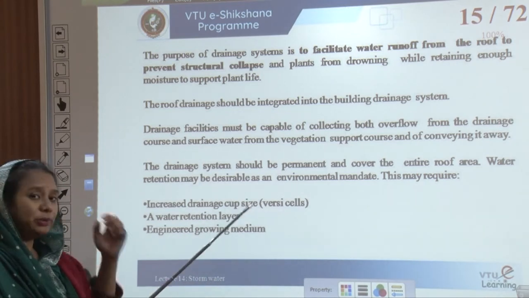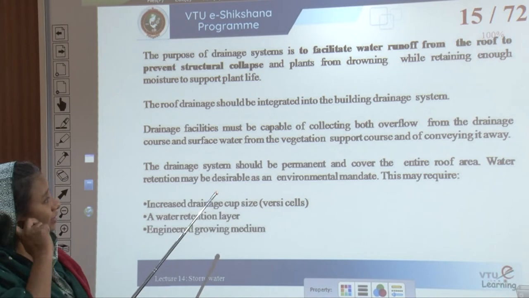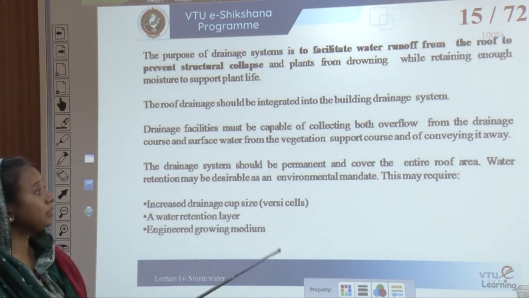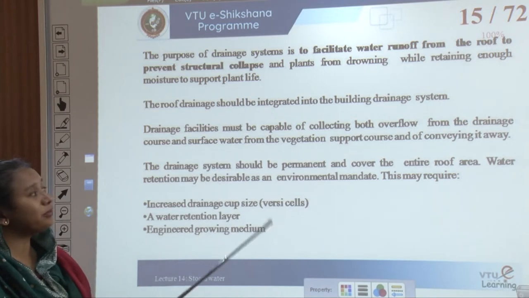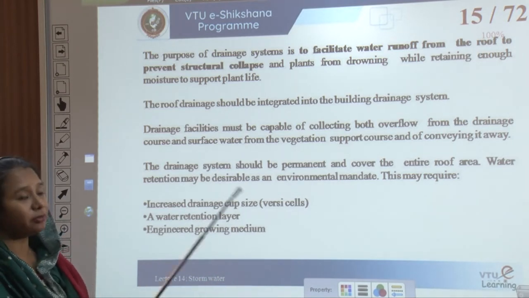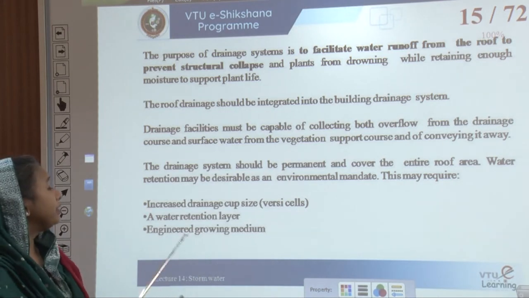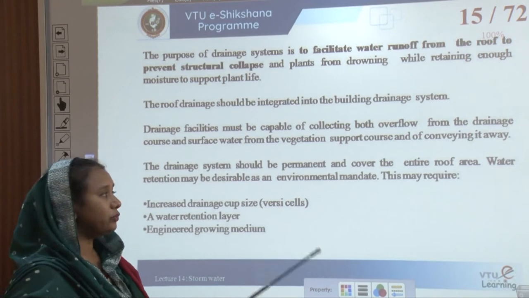The roof drainage should be integrated into the building drainage system. The drainage facilities should be capable of collecting both overflow from the drainage course as well as surface water from the vegetation support, of course, while conveying it away from the building. The drainage system should be permanent and should cover the entire roof area.